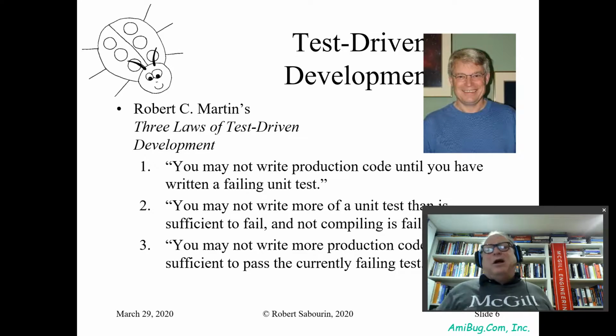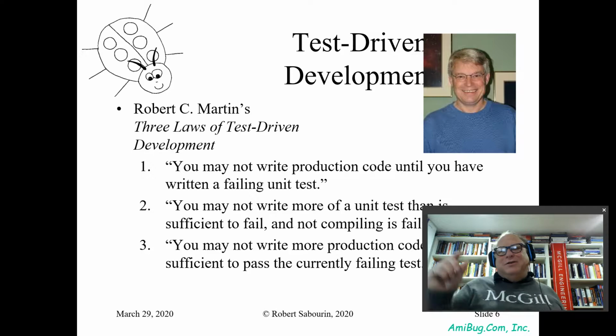And then you may not write more code than is sufficient to pass the currently failing test. So just enough code to pass, just enough test to fail, just enough code to pass. And if you follow these three rules, you're going to now use incremental approaches, a little test, a little code, a little test, a little code. And at the end of a session of development, you will have really thoroughly structurally tested code.